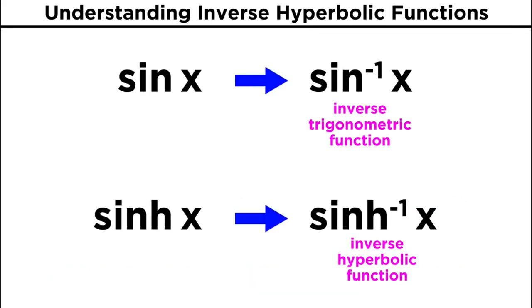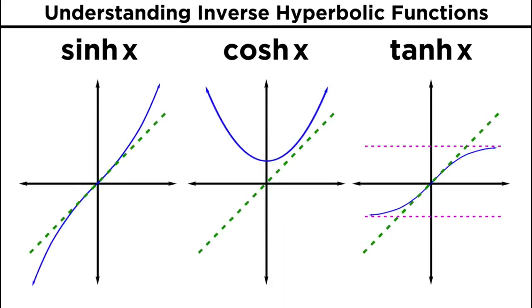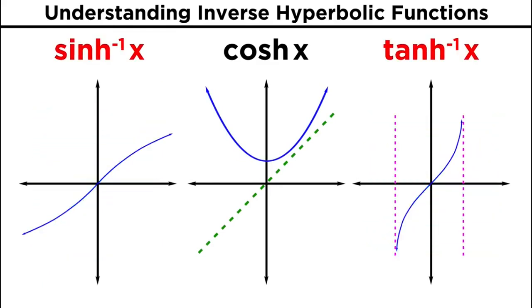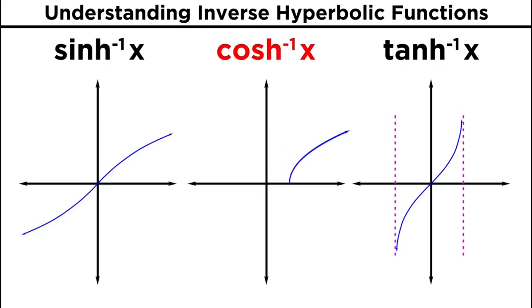Now, just as there are inverse trigonometric functions, there are inverse hyperbolic functions as well. These are denoted this way, and we can get their graphs by reflecting the regular hyperbolic functions across the line y equals x. Hyperbolic sine and tangent pass the horizontal line test, meaning that their inverses pass the vertical line test and qualify as functions. For hyperbolic cosine, the horizontal line test will fail, so we have to restrict the domain to greater than or equal to 0, and from that we can get the inverse function.